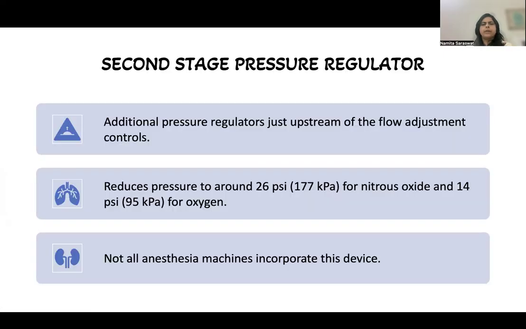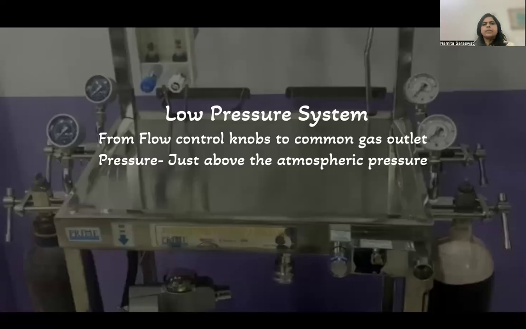time. Now, a few of the machines have a second stage pressure regulator, as I said before. This additional pressure regulator is present just upstream of the flow adjustment controls. It will reduce the pressure to around 26 psi for nitrous oxide and 14 psi for oxygen. It will provide a more constant and low pressure and prevent further damage. It will prevent damage to the flow control valves. Not all anesthesia machines incorporate this device.